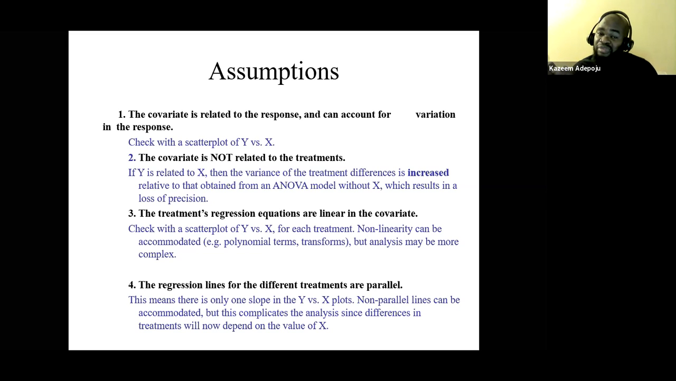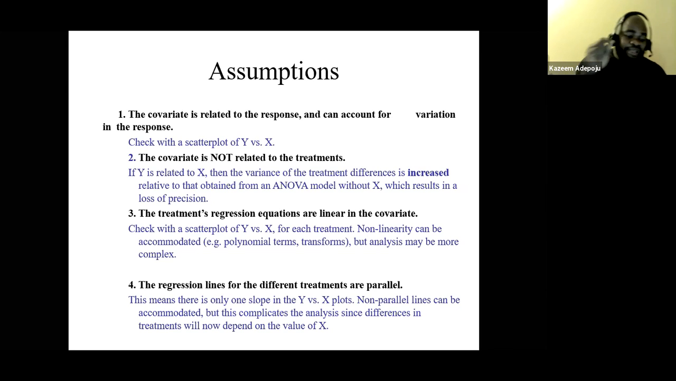Though in some situations we can accommodate non-linearity, like polynomial terms and transforms, the analysis will be more complex. Because of the complexity of having a non-linear structure in analysis of covariance, we normally want the treatment regression equations to be linear in the covariate.